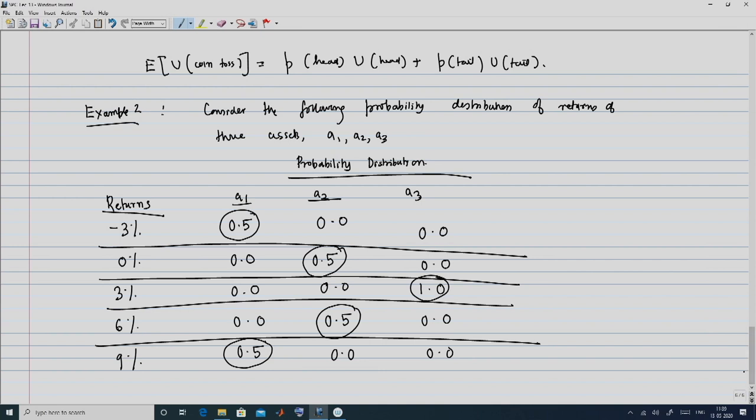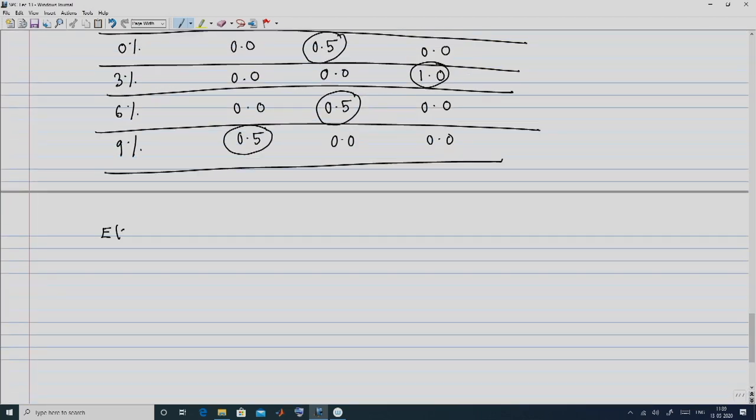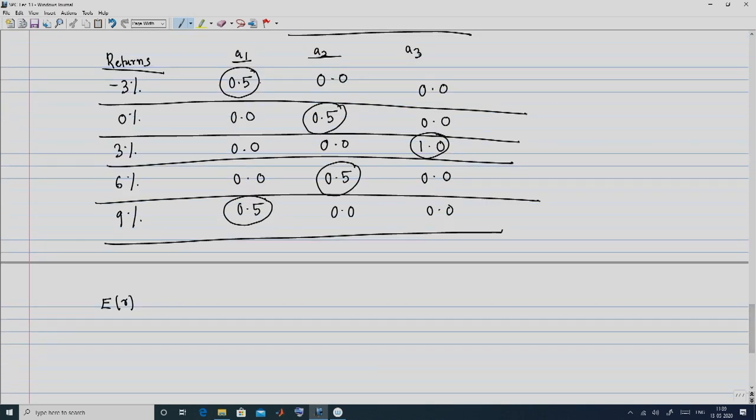So, from here, you can see that the expected return for the first asset is going to be minus 3% into 0.5 plus 9% into 0.5. So, this is 3.0%. For the second asset, it is 0% with probability 0.5 and 6% with probability 0.5. So, again the expected return is 3%. And in the third case, it is a certain return of 3% with probability 1.